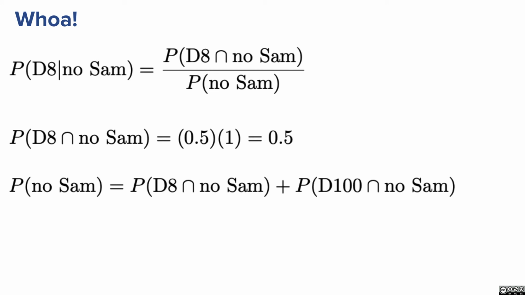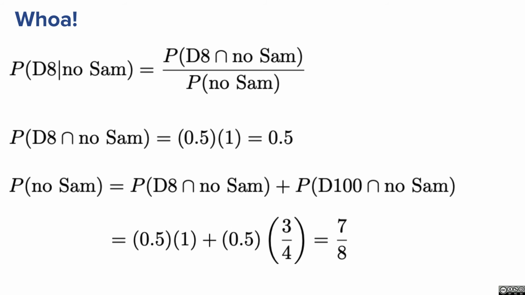Okay, the probability of picking no SAM, we have to split that up because we don't actually know that probability. So the probability of picking no SAM is the probability of picking Data 8 and no SAM, and the probability of picking Data 100 and no SAM. I add those up to get back the probability of picking no SAM. And so I can calculate each of these individually. The first one is 0.5 times 1, the second one is 0.5 times 3/4, and I get 7/8 as this total probability.